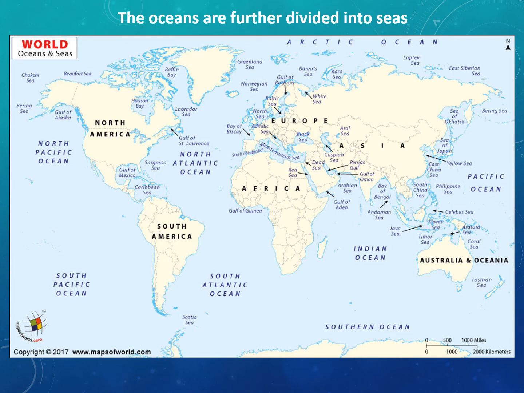The oceans are further divided into seas. This map shows most of the major seas of the world. Seas are larger inlets than bays, with a direct and open connection to an ocean, and have greater variability in their salinity than the oceans have.